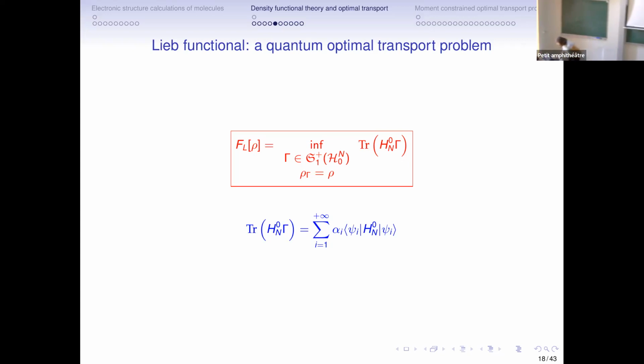It doesn't seem to gain anything, because instead of very high dimensional problems defined over a set of functions, we have high dimensional minimization problems defined over a set of operators. But you'll see why I introduce them later on. I just want to say that this kind of minimization problem is called the quantum optimal transport problem in the literature. So just keep that in mind.